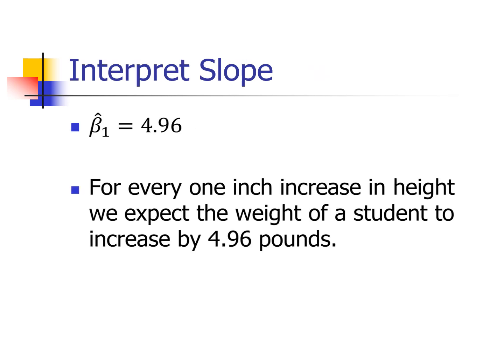Let's interpret. So beta 1 hat, the estimated slope, our best guess for the true but unknown linear relationship between height and weight, is 4.96, which says that for every 1 inch increase in height, we expect the weight of a student to increase by 4.96 pounds.